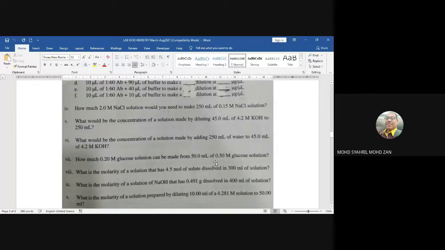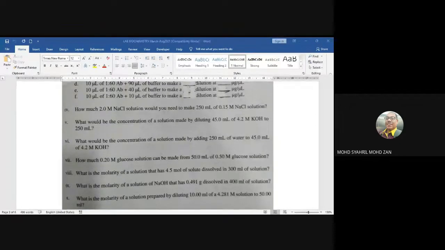So, is there any question about the report? Students? Ada soalan tak tentang report?